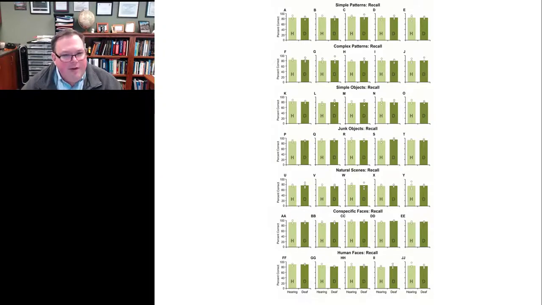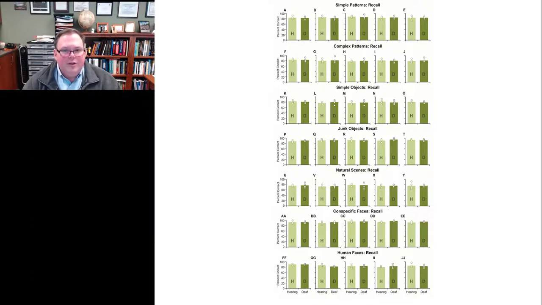Okay, but we didn't find any difference on the ability of the animals to recall a previously learned facial discrimination, discrimination of any kind. So you see patterns at the top, then into objects, natural scenes, conspecific faces. What you see here is data that was collected 24 hours after they learned to discriminate a face and were presented with a single block of 25 trials.